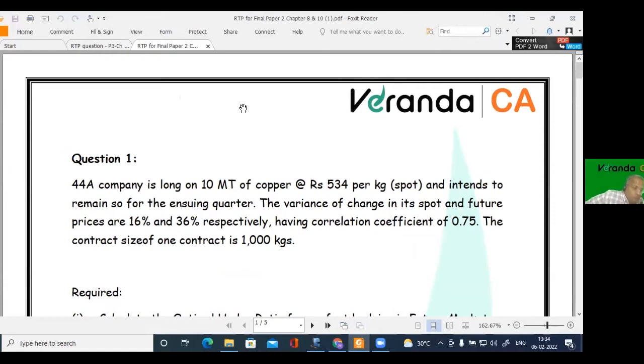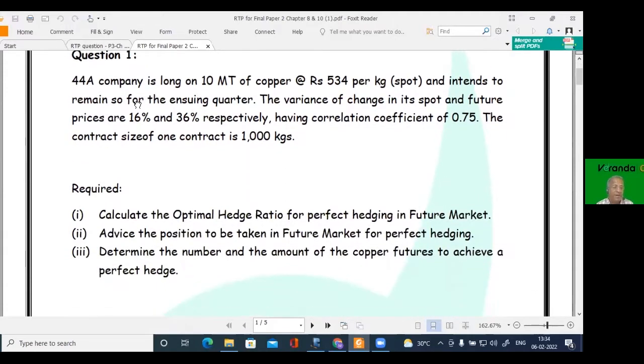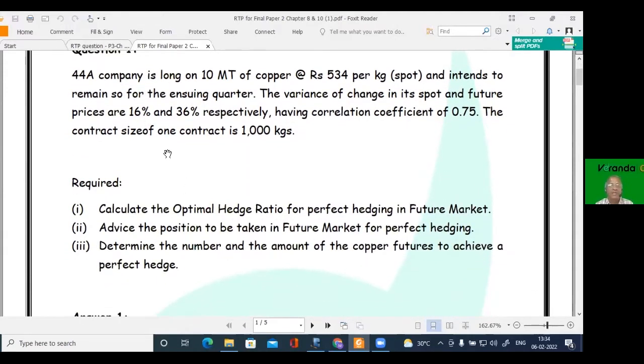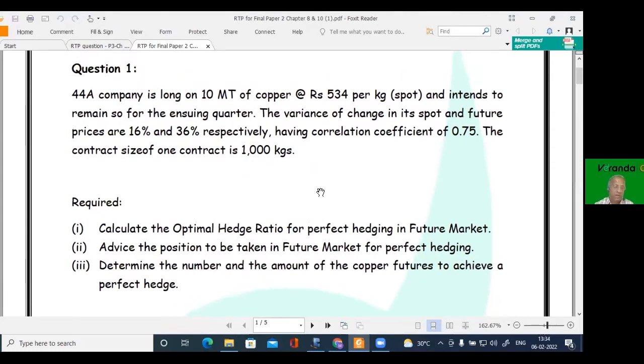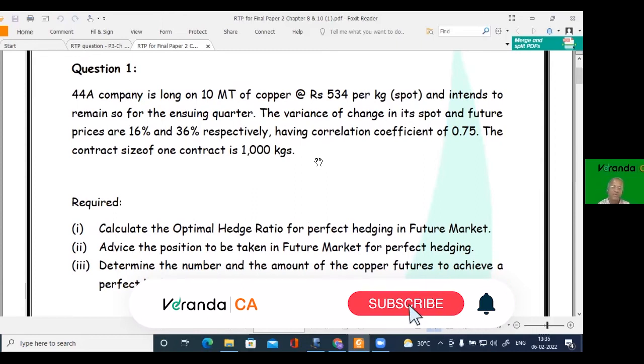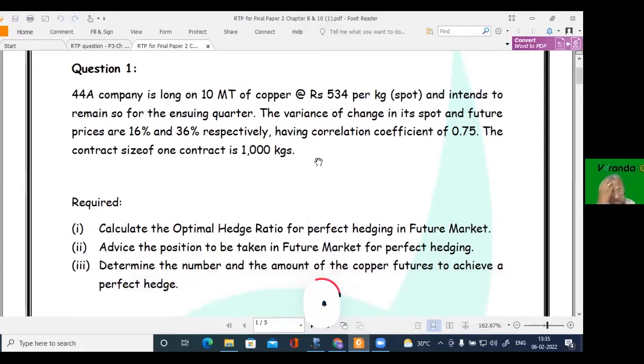First question. This year, a company is long on 10 metric tons of copper at 534 per kilogram and intends to remain so. The variance of change in its spot and futures prices are 16% and 36% respectively, having a correlation coefficient of 0.65.